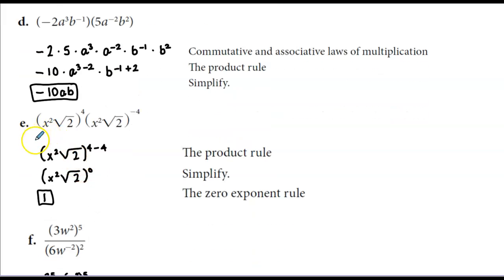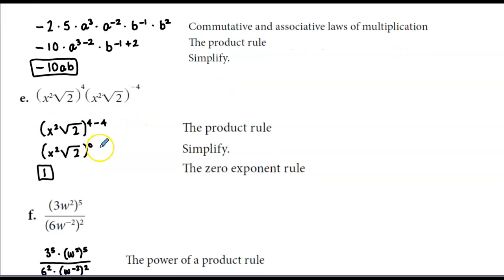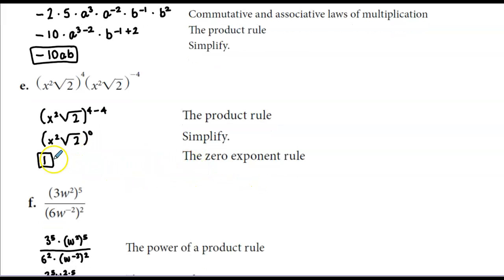In part E, we have a base of x squared times the square root of 2 with a power of 4. And then we have multiplied by the base of x squared, square root of 2, to the power of negative 4. Now again, since it's the same base, we're going to multiply that by adding the exponents. So we have x squared times the square root of 2, and we're going to add our exponents, which is 4 minus 4, which becomes an exponent of 0. Now regardless of what the base is inside the parentheses, it has a power of 0. By using the 0 exponent rule, the answer is 1.